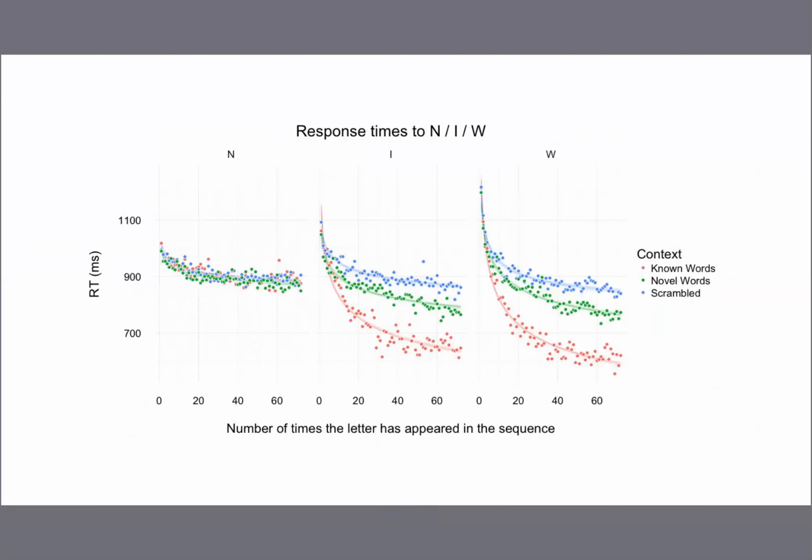Right, so I guess there are 3 by 3 because first of all, there are 3 types of words, right? The known words, the novel words, and the scrambled. And then there are 3 different letters, NIW. So that's why you have 9 different groups that you're working with.